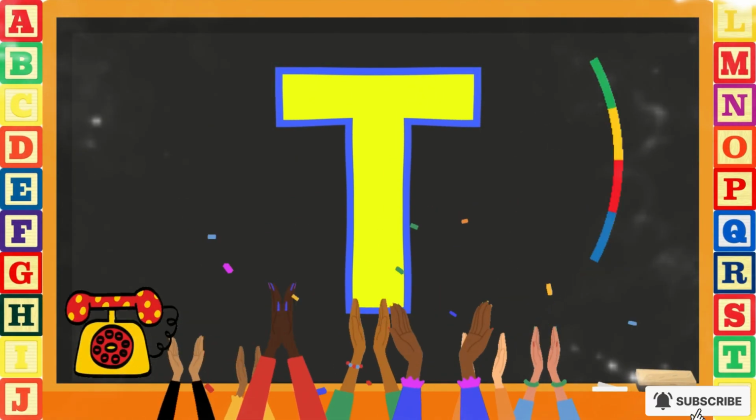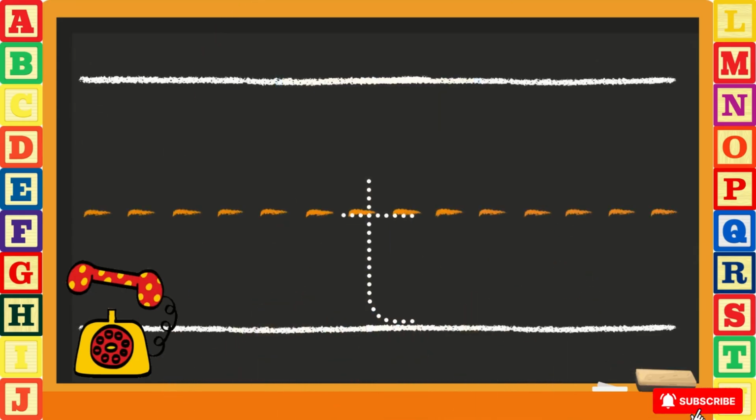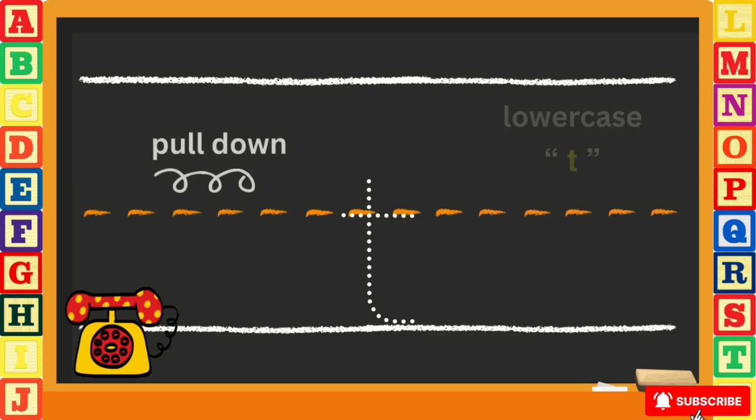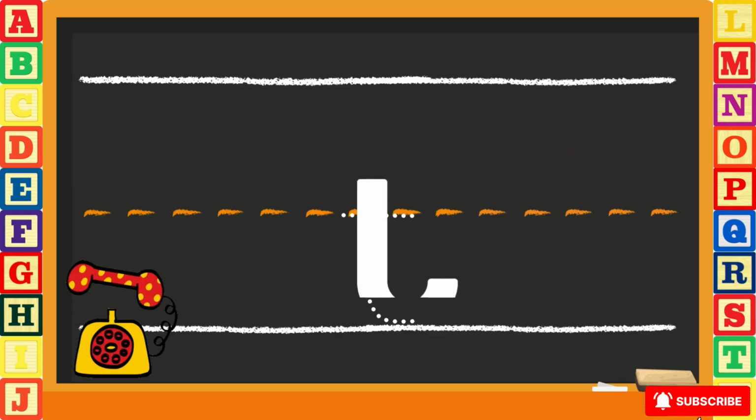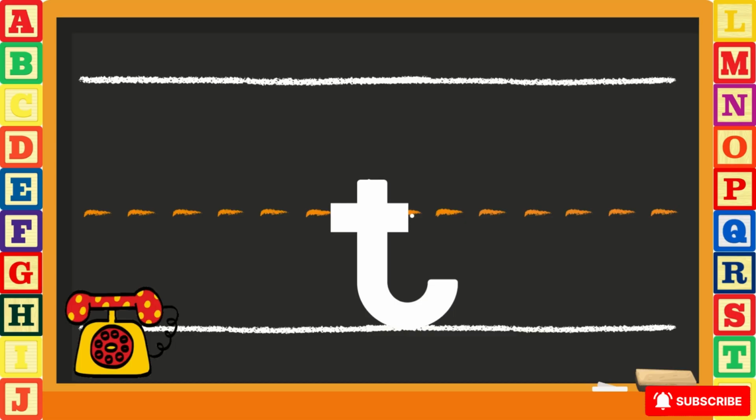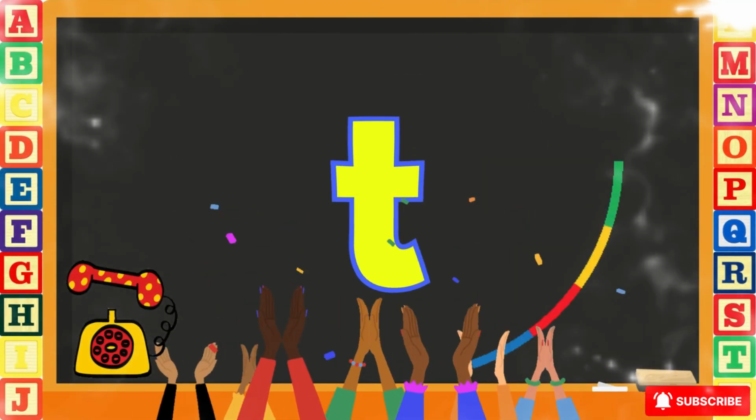Good job, kids! Now let's write the small letter T. We call this lowercase t. Pull down and across. Fantastic work, kids!